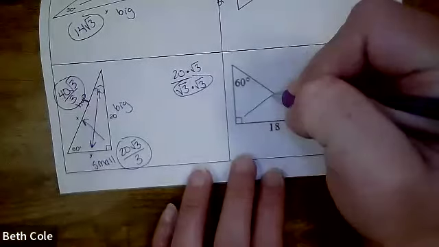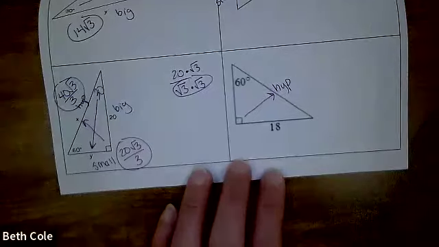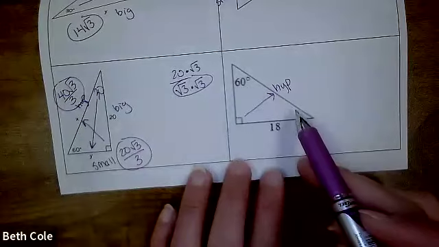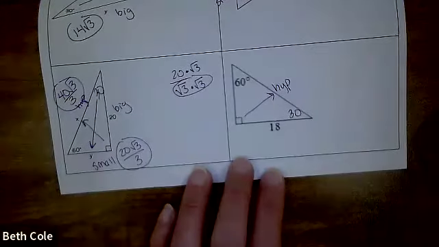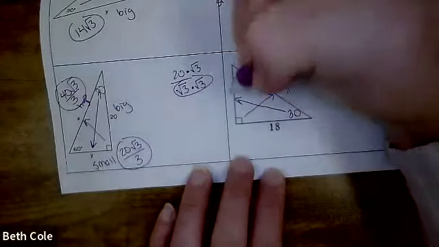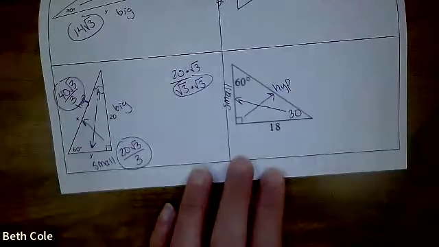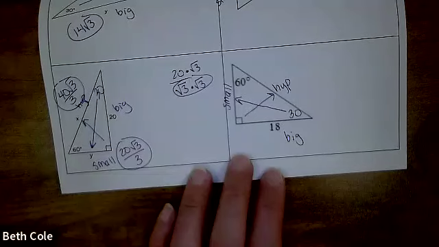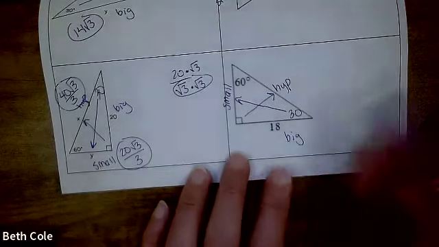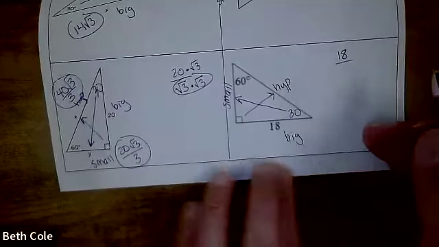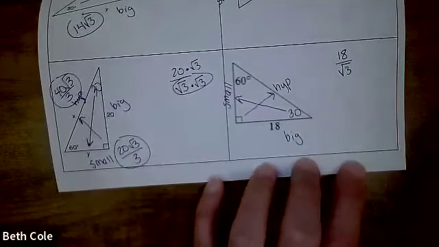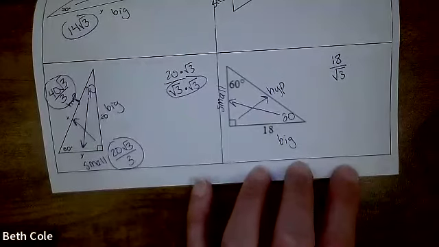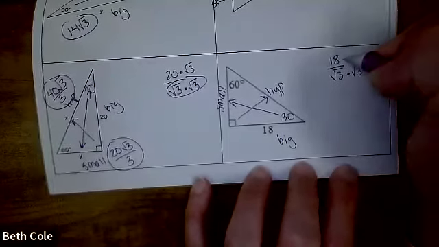Find the hypotenuse first. That's this side. I don't see a 30 labeled in there, but this one is 60, so I know the other one is 30. And so across from the 30 is small, and then the other one is big. Again, it's more difficult if you're given the big side because you have to divide to get the small side. So it's a little tougher. So off to the side, I'm going to take 18 and divide it by square root of 3. And then we're going to rationalize that. So you're going to multiply by square root of 3.